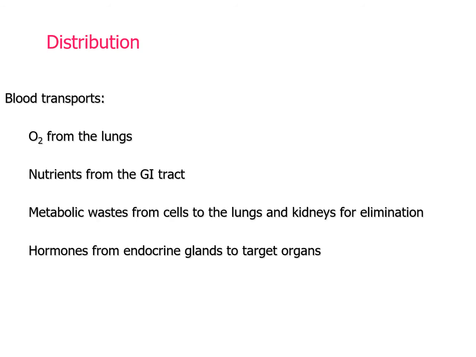In terms of distribute, the blood or transportation, the blood transports oxygen from the lungs to the rest of the body tissues. It picks up oxygen in the lungs, goes back to the heart, and then gets pumped out of the left side of the heart to the systemic circulation, going through the arterial side of the circulation, then down into the capillaries where gas exchange can occur. O2 leaves the blood and goes into the tissues, and CO2 diffuses out of the tissues and goes into the blood.